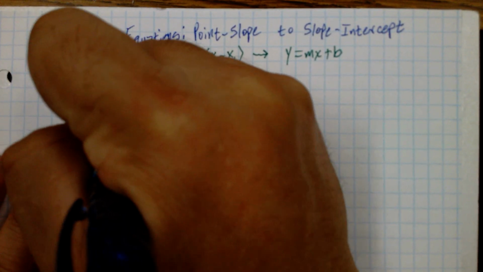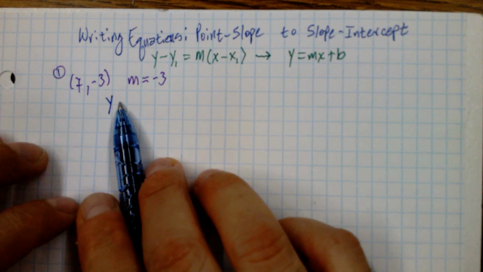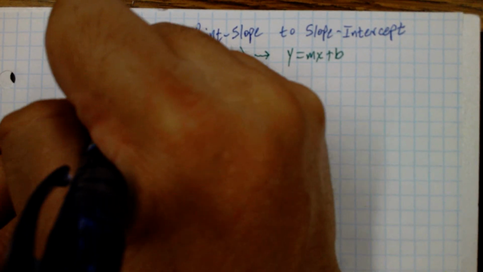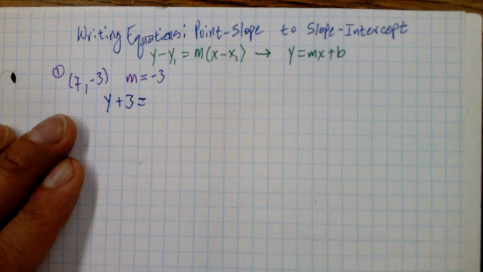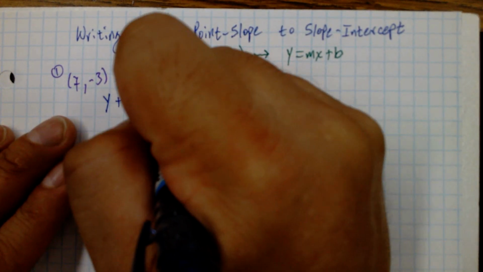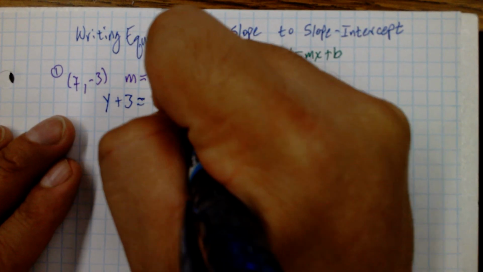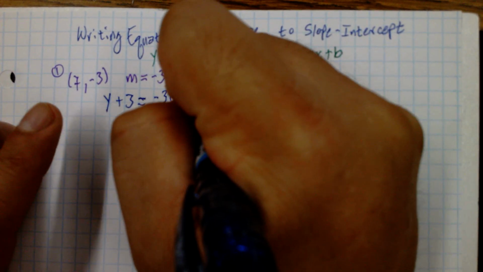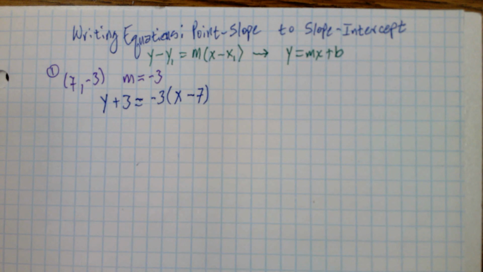So y, and will it be -3 or +3? +3. So we didn't forget. Equals, our slope is -3, parentheses x, and since this is +7, it's going to be -7. Okay? All right. All we did is plug it in.